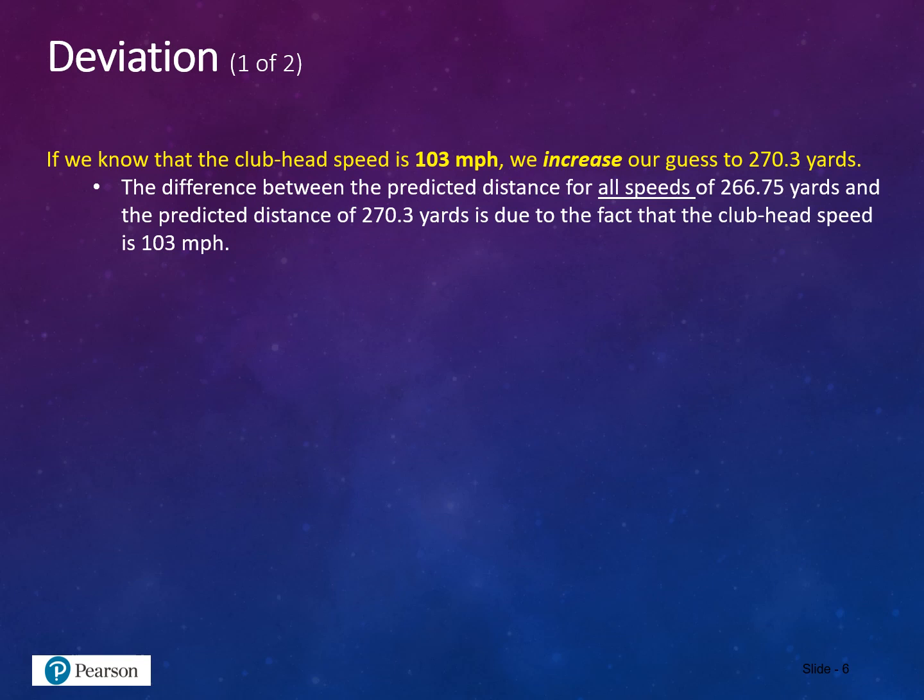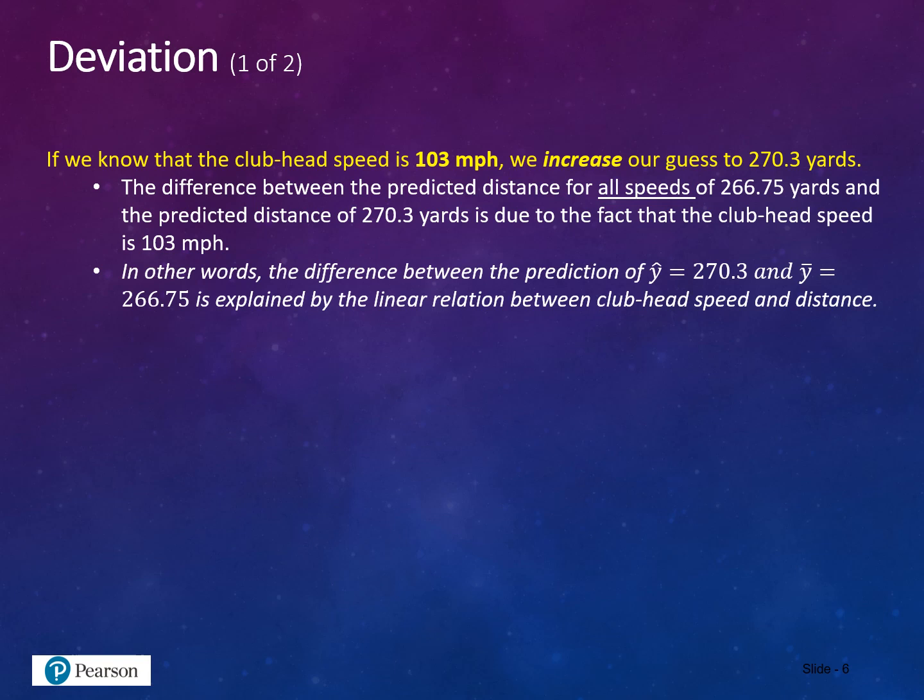So we have some data that we're inputting here, and so what we're doing is we're using the linear regression line prediction versus just the average. In other words, the difference between the prediction of y hat, or the linear regression, 270.3, and the mean of y, 266.7, is explained by the linear relation between club head speed and distance.